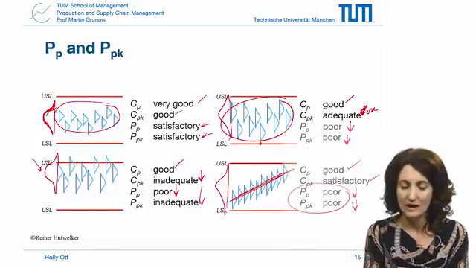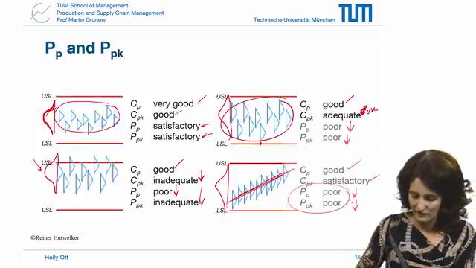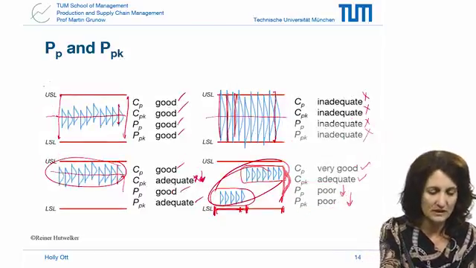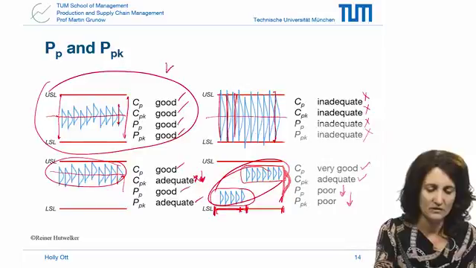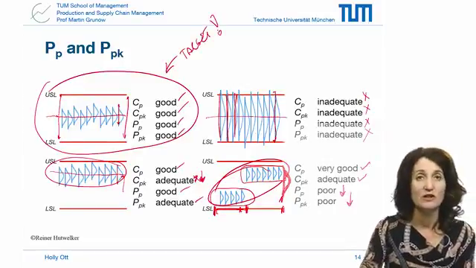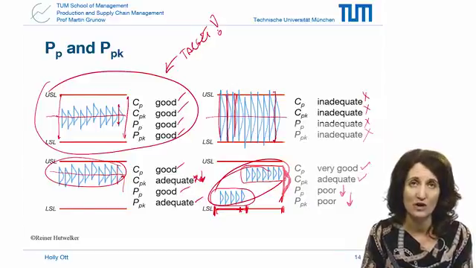And of course, your ideal situation is, if we go back one slide, to be here. Your target in the end would be to have long-term variation very small and very centered.